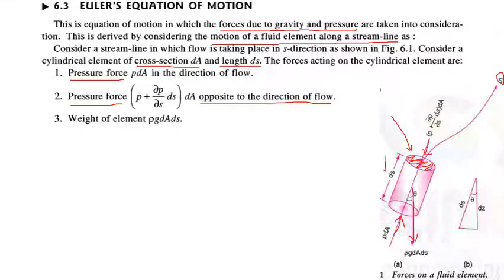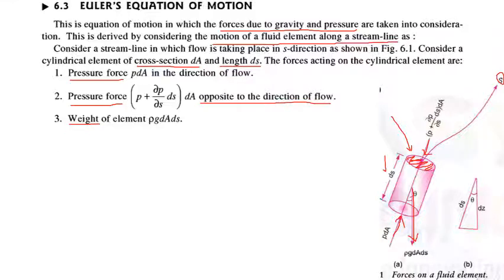Okay. So pressure force is pressure into area, that is P into cross-sectional area dA. And pressure force opposite to the direction of flow is P plus dou P by dou S into ds into dA. Here pressure along the direction of flow plus pressure inside the fluid element is also considered. So this term comes into play, dou P by dou S into ds. And there is the weight of the element, which is given by rho g dA ds. That is volume into density gives you mass, mass into g gives you weight.